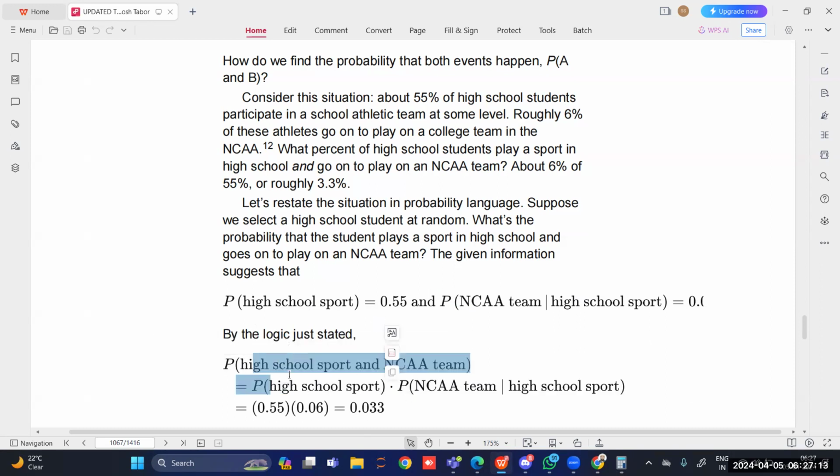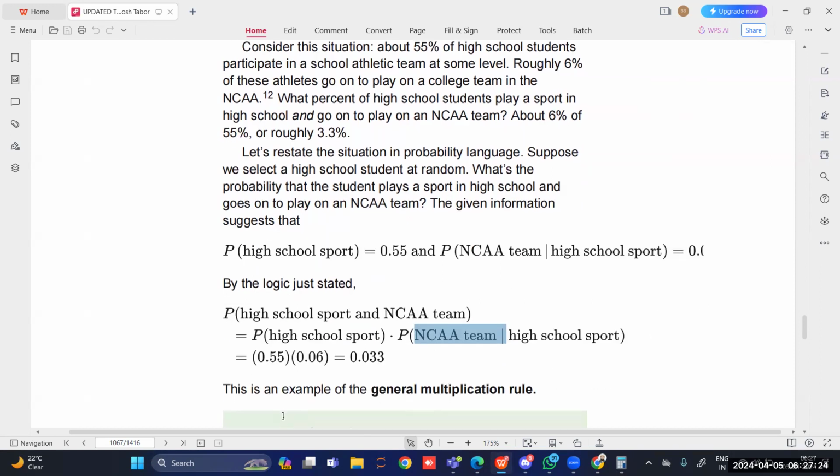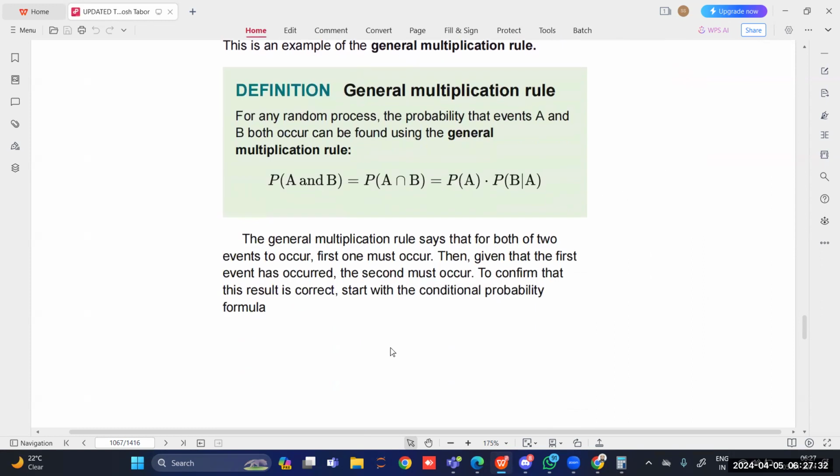Probability that he goes into high school sport and then comes into an NCAA team. So it will be 0.55 into 0.06, correct? So it is 0.033, around 3.3%. This is an example of the general multiplication rule.